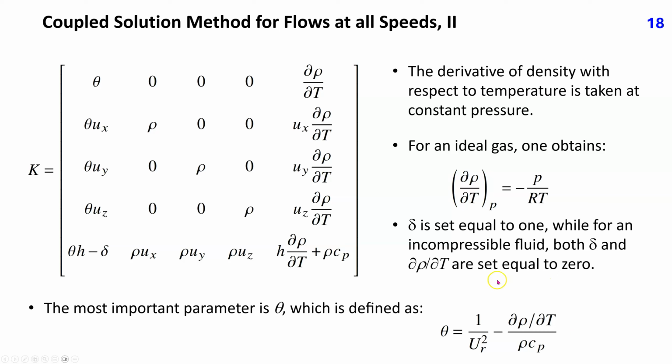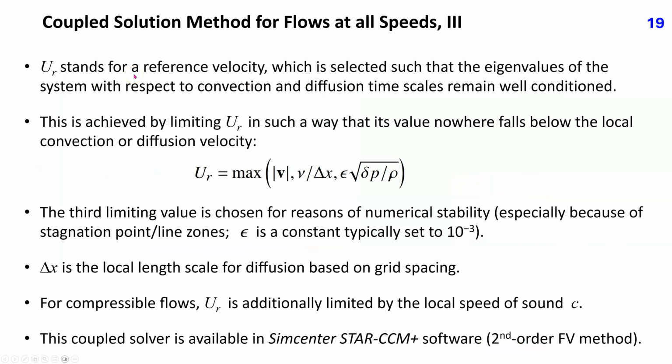The most important parameter is theta, which is defined as given by this expression. U_R in the last equation from the previous slide stands for a reference velocity, which is selected such that the eigenvalues of the system with respect to convection and diffusion timescales remain well conditioned. This is achieved by limiting U_R in such a way that its value nowhere falls below the local convection or diffusion velocity. The third limiting value in this expression is chosen for reasons of numerical stability, especially because of stagnation point or line zones. Epsilon is a constant, typically set to 10 to the minus 3. Delta x is the local length scale for diffusion based on grid spacing. For compressible flows, U_R is additionally limited by the local speed of sound, c.